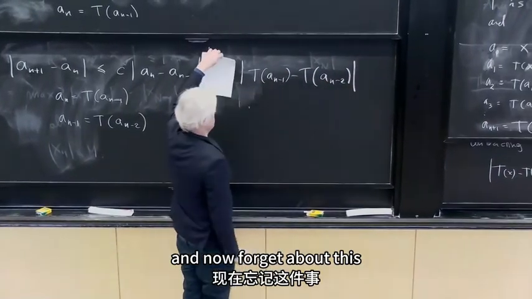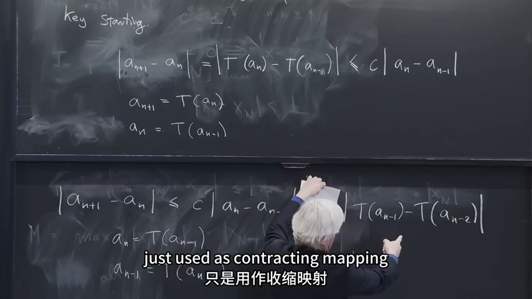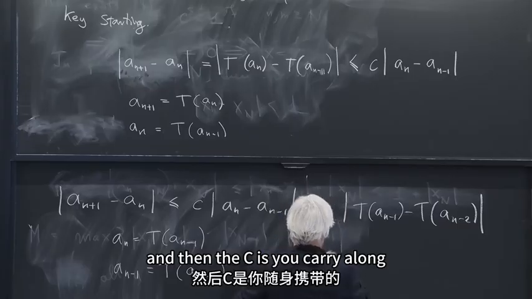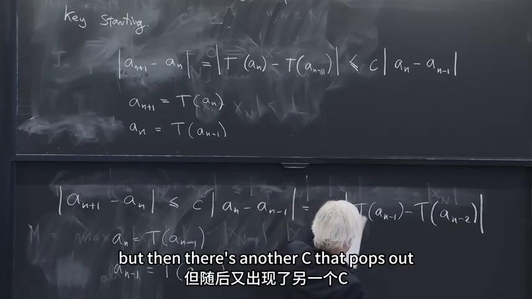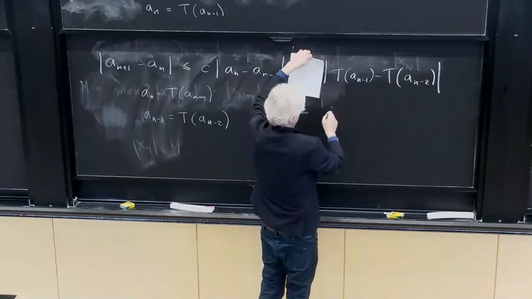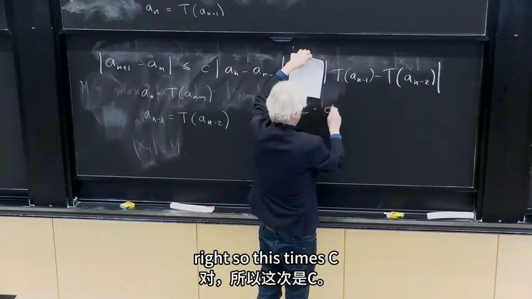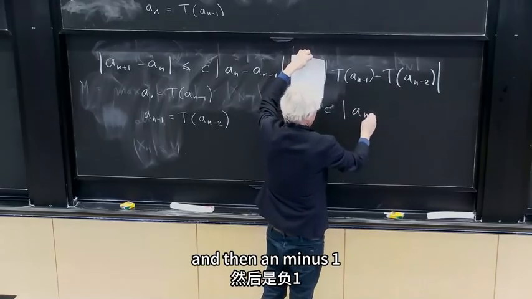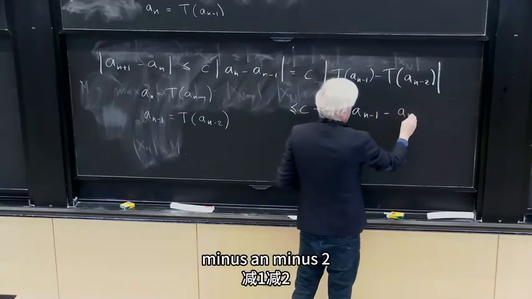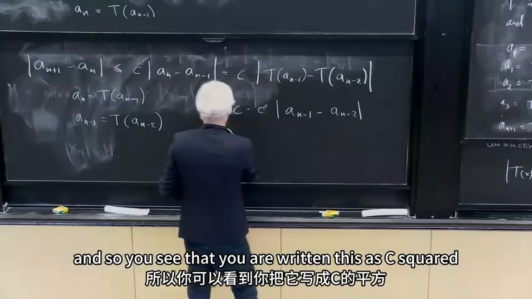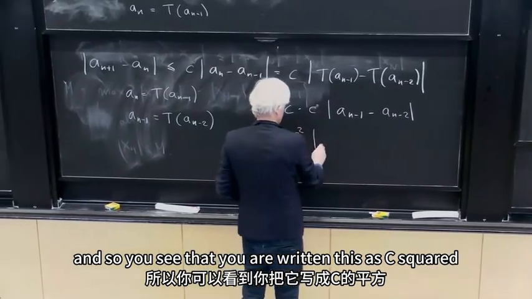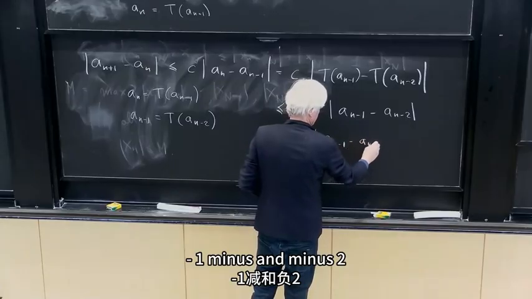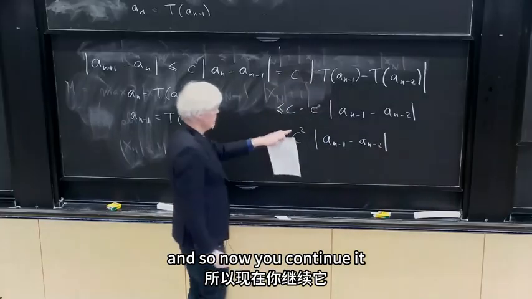And now forget about this, just use as contracting mapping. So then this is less than or equal to, and then the c I have to carry along. But then there's another c that pops out, right? So this times c that pops out because of the contracting mapping, and then a n minus 1 minus a n minus 2. And so you see that you have written this as c squared times a n minus 1 minus a n minus 2. And so now you continue it.